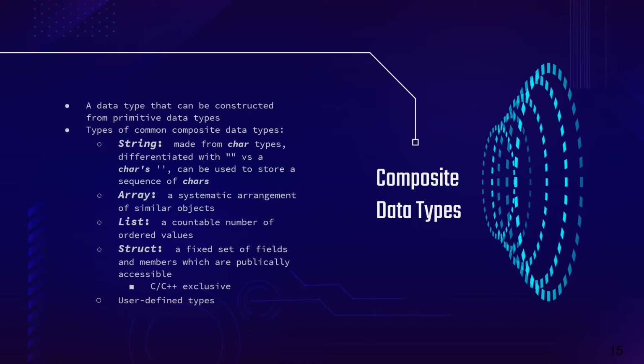Composite data types. Pretty much anything that's not a primitive is a composite, and of course they're constructed from primitives. Some common ones that you'll see are string, which is made of char types, and instead of a single quotation, you use a double, and it's just to store a sequence of chars. An array, which is a systematic arrangement of similar objects, we'll be covering arrays in their own video. Lists, which is a countable number of ordered values, we'll cover that in its own video.